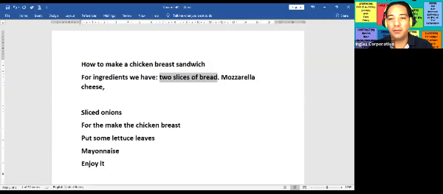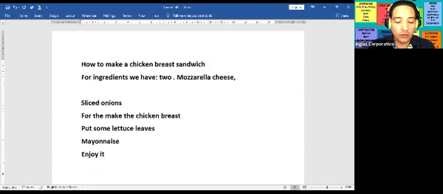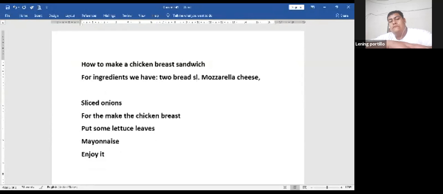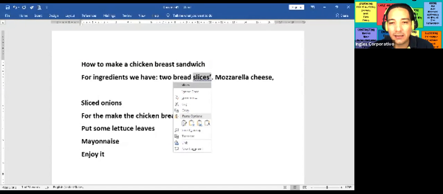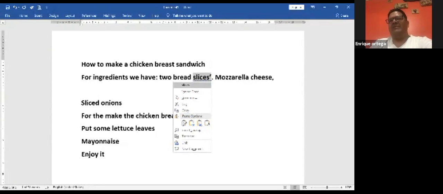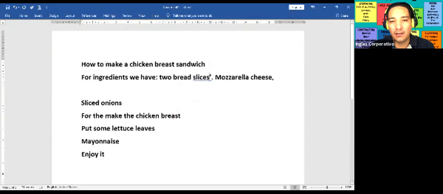¿Ya? ¿No se acuerdan de eso? Two slices of bread. Ok. Tendría que decir: two bread. Ok, slices. Ojo. Two bread. Two bread slices. Este es el pronombre posesivo. Me lo está corrigiendo. Veamos. Slices. Two bread slices, sí.